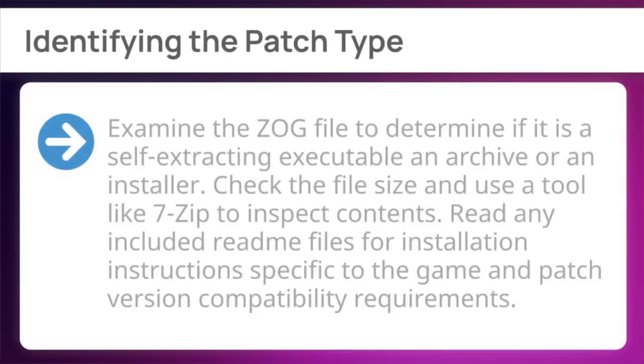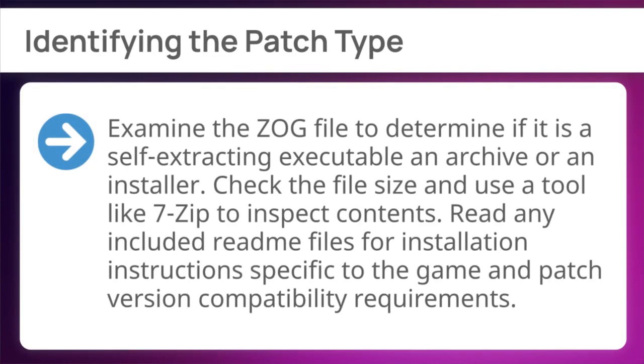First, identifying the patch type. Examine the ZOG file to determine if it is a self-extracting executable, an archive, or an installer. Check the file size and use a tool like 7-zip to inspect contents. Read any included README files for installation instructions specific to the game and patch version compatibility requirements.